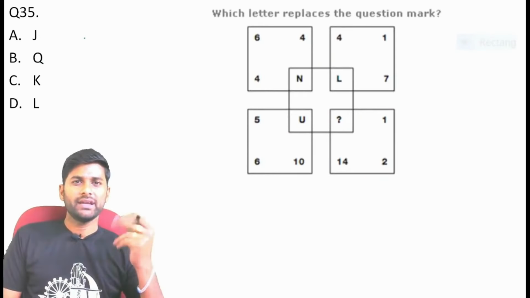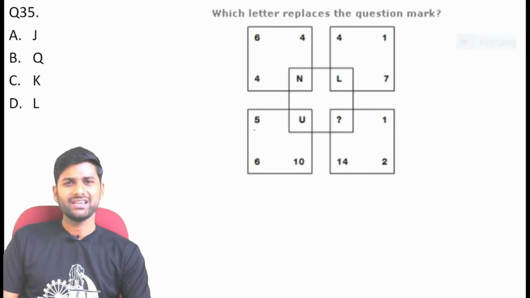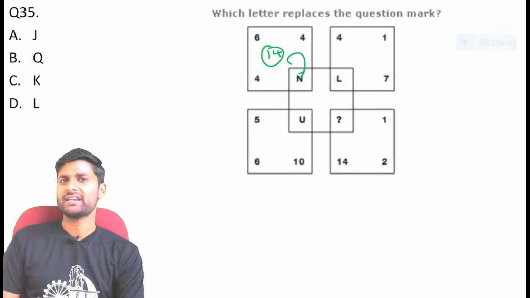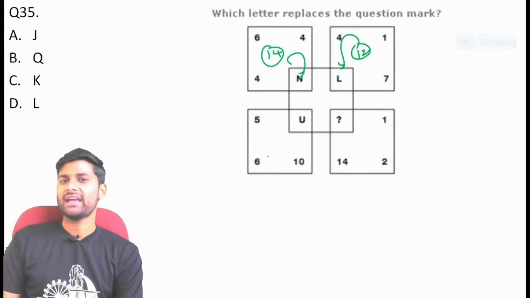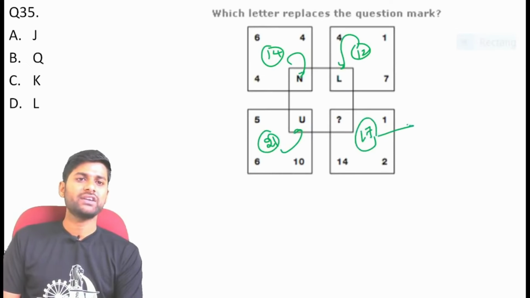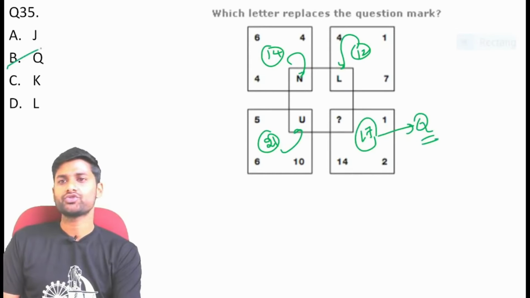Next one. Again, what is the number we can replace this with? See guys, we have 3 numbers with one alphabet. Sum of all the numbers is 14. 14 is represented by N. Again, see, sum of all these is equal to 12. 12 is represented by L. Sum of all these numbers is 21. 21 is represented by U. And sum of all these numbers is equal to 17. 17 is represented by Q. Q is the suitable answer.